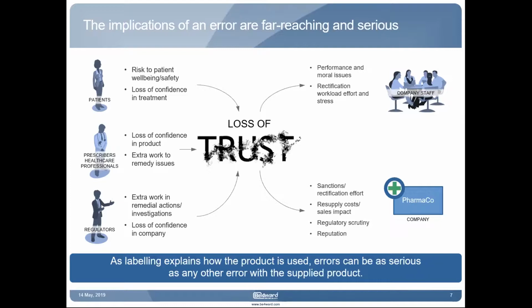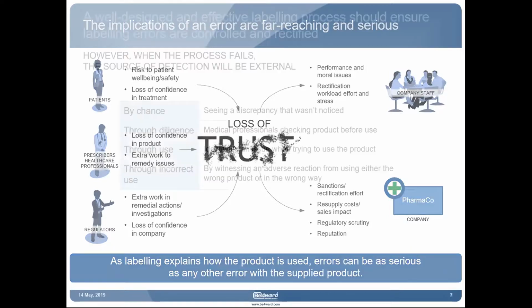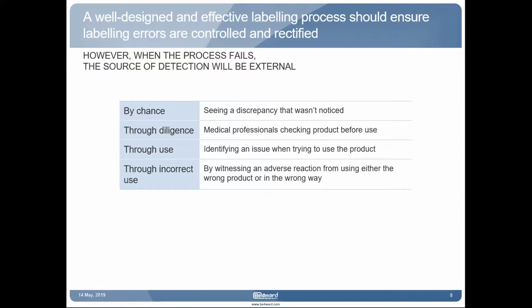So, as we've said all the way through this, it's critical for the patient to have that information correct, and our labeling processes should be making sure that the information that's provided is correct. If the process goes wrong, in most cases, the error should be detected internally, one would hope. But where it's not identified internally, you're reliant upon people in the external environment detecting that issue.